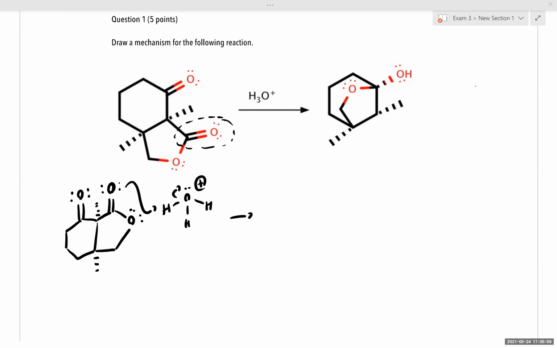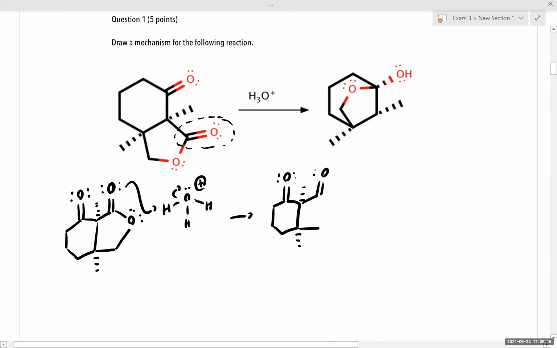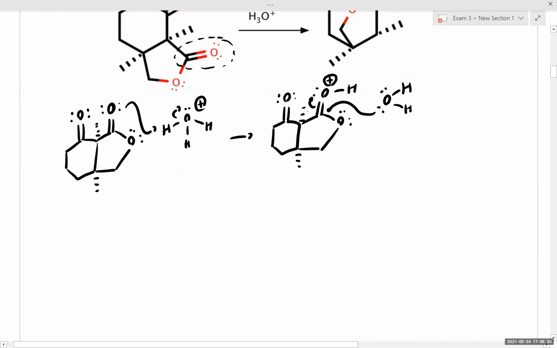So it looks like we're going to hydrolyze this lactone and then from there decarboxylate. So in our first step, we're going to protonate our lactone carbonyl. From here, it's now activated for attack with nucleophiles. In this case, water can attack and open up to generate a tetrahedral intermediate.